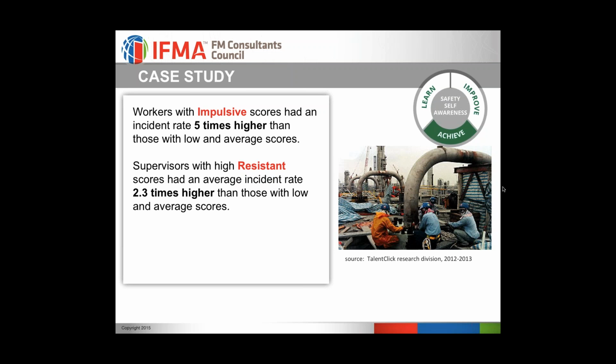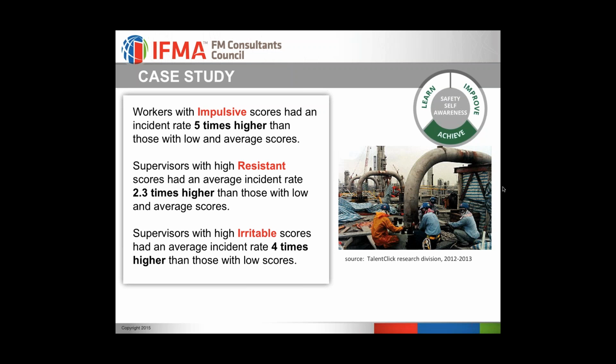Now here's something interesting as well. It's not just the frontline workers, but their supervisors or foremen. When those managers had a more resistant score, they had an average crew incident rate 2.3 times higher than crews with supervisors with a low or average score. And this was really puzzling to us. To compound that, supervisors who were more irritable or impatient had an average crew incident rate 4 times higher than those with low scores.